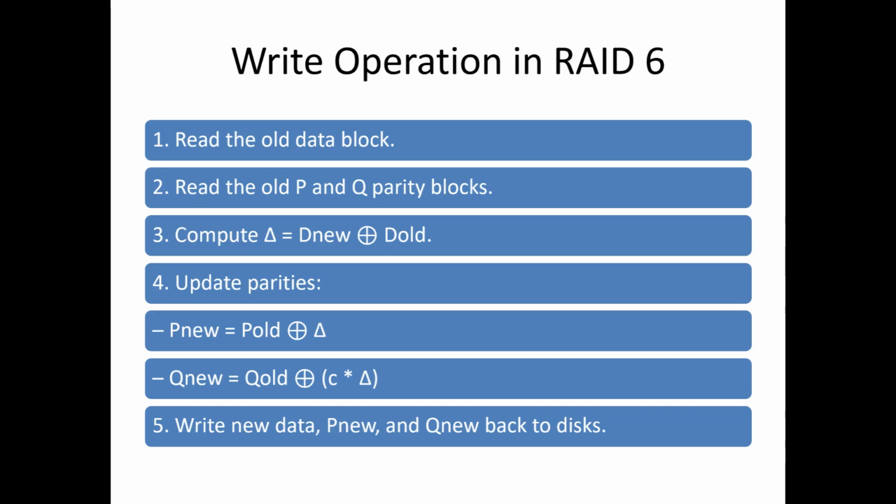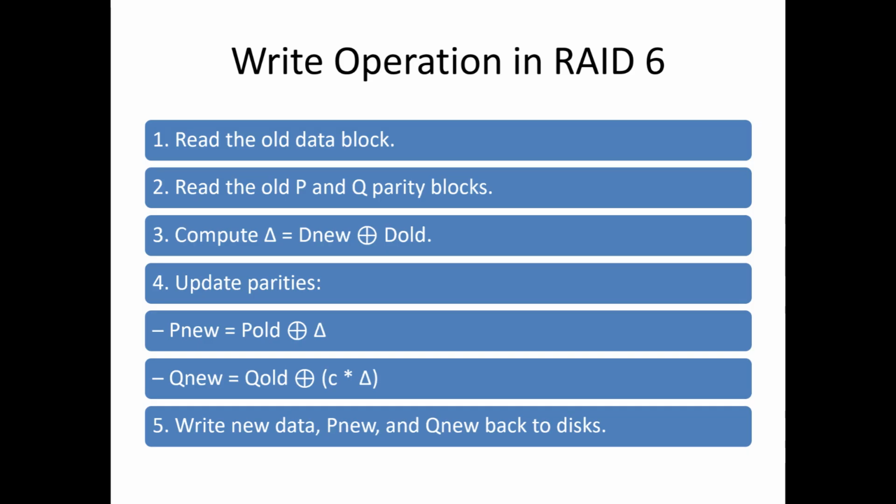What will be the updated value of parity P? It will be the old value of parity P XOR the old value of data block Dj XOR the new value of data block Dj. How will we calculate the updated value of parity Q? The new value of parity Q will be the old value of parity Q XOR Cj times the old value of data block Dj XOR Cj times the new value of data block Dj, where Cj represents the constant that we associated with the disk on which data block Dj lies.